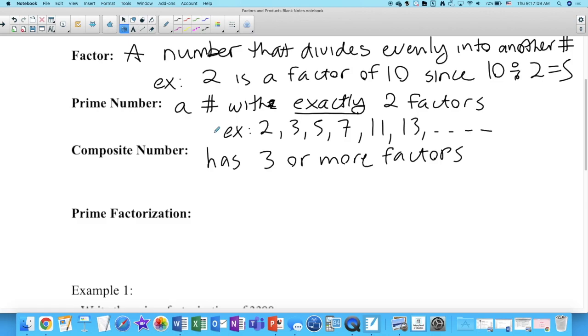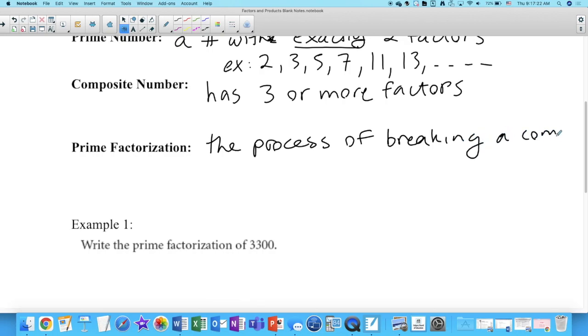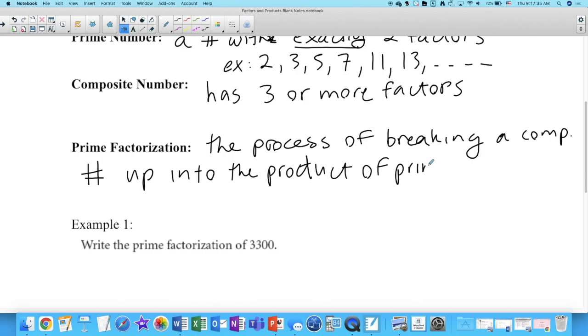All right, so prime factorization, we already know what this is. It's the process of breaking a composite number up into the product of primes, right? So if I wanted to look at the prime factorization of 10, we did this either using a tree or a ladder. With this one, probably most of you can do it in your head. 10 is 2 times 5.